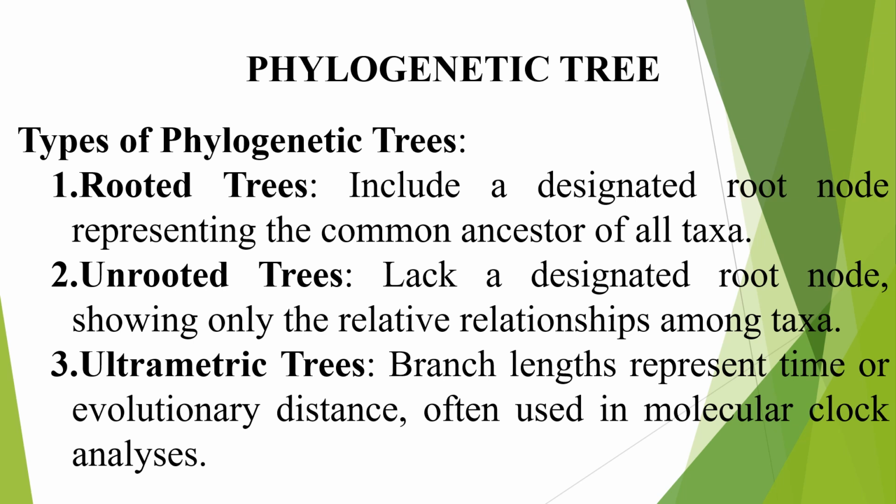Types of phylogenetic trees. 1. Rooted trees. Include a designated root node representing the common ancestor of all taxa. 2. Unrooted trees. Lack a designated root node showing only the relative relationships among taxa. 3. Ultrametric trees. Branch lengths represent time or evolutionary distance, often used in molecular clock analysis.